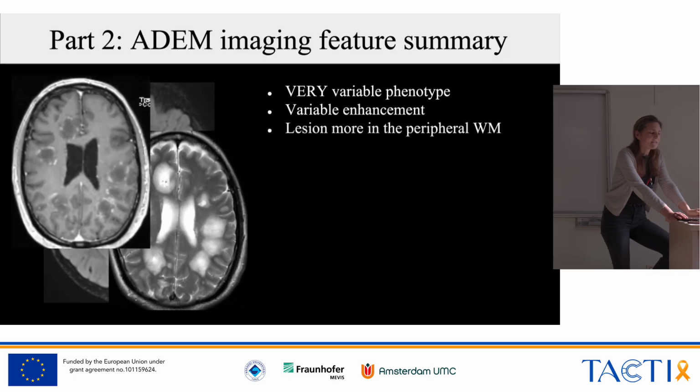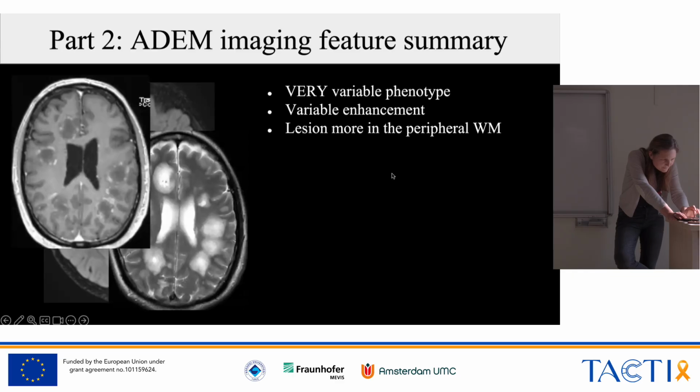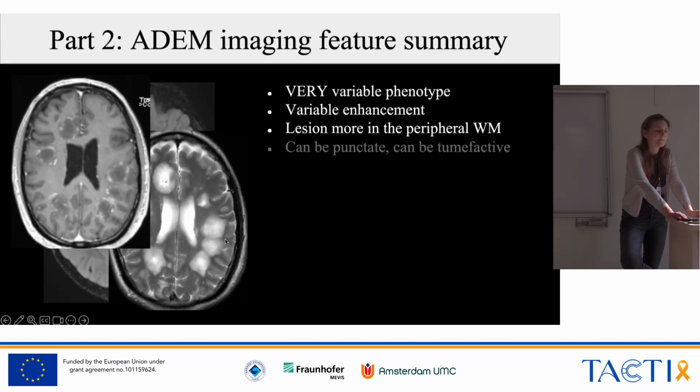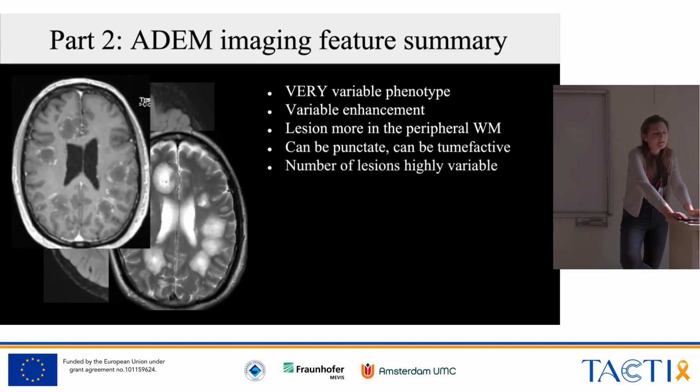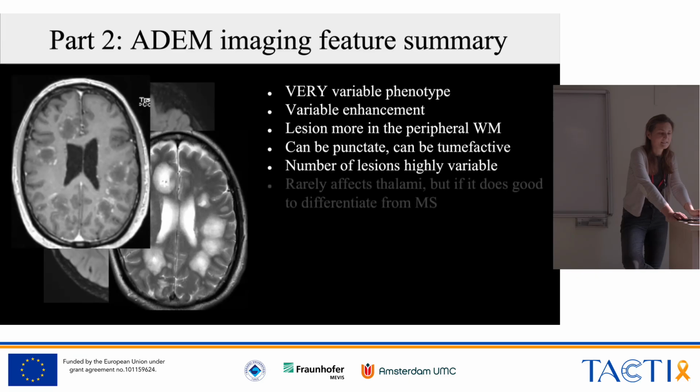And as I said, the lesions are very often in the peripheral white matter, but not necessarily juxtacortically. So as you can maybe see here, there's still some white matter between the cortex and the lesion. Lesions can be smaller, can be very tumefactive, and the number of lesions is also highly variable. So there can be kids who have like only 1 or 2 lesions and others who have like dozens.